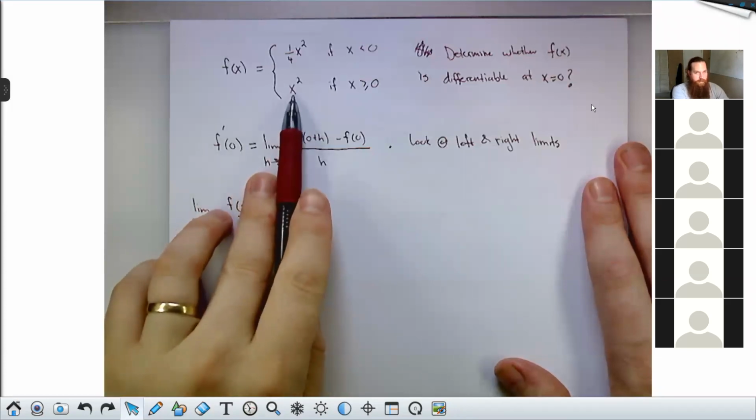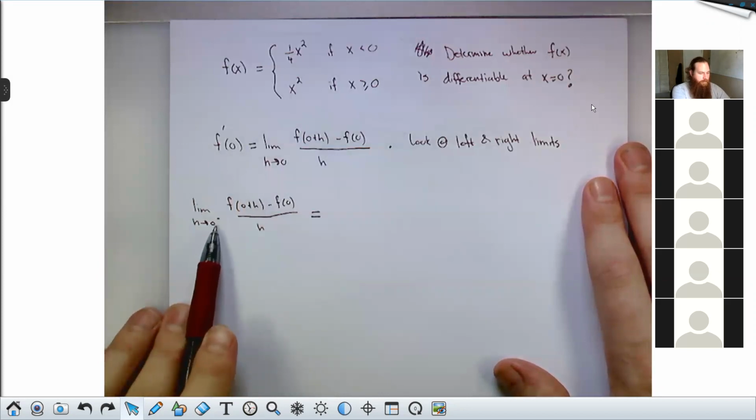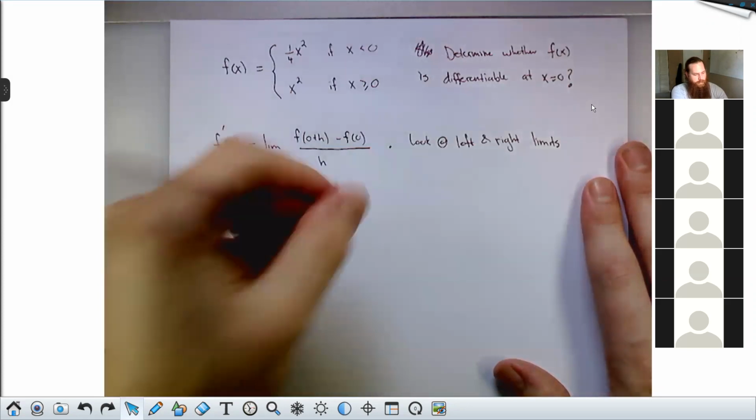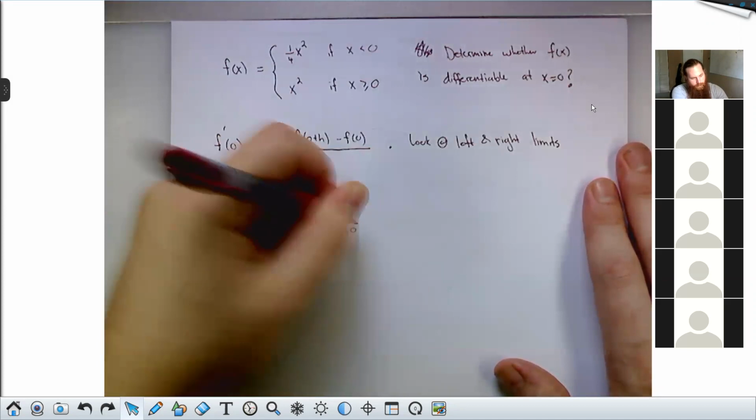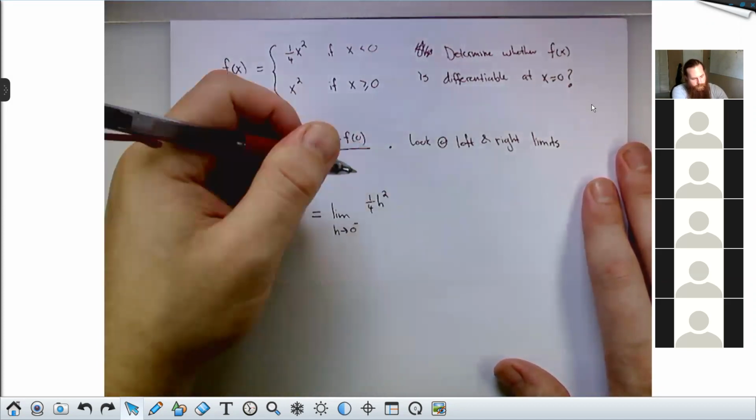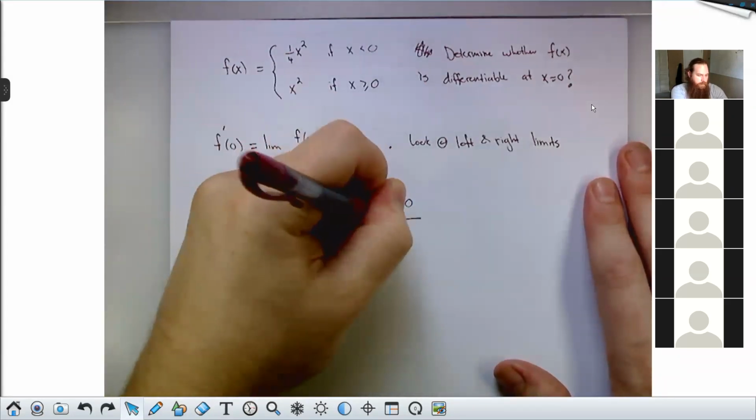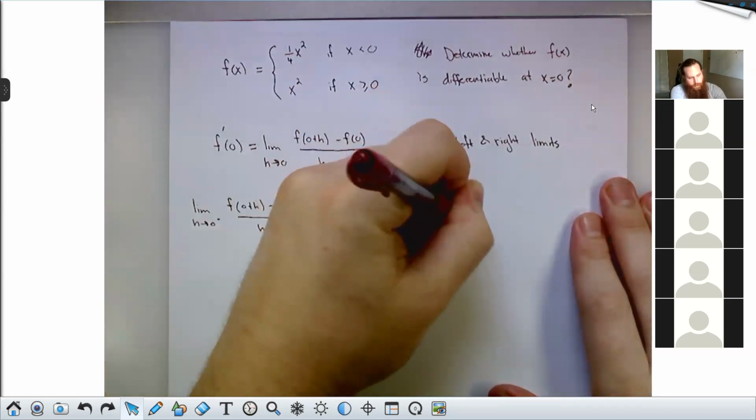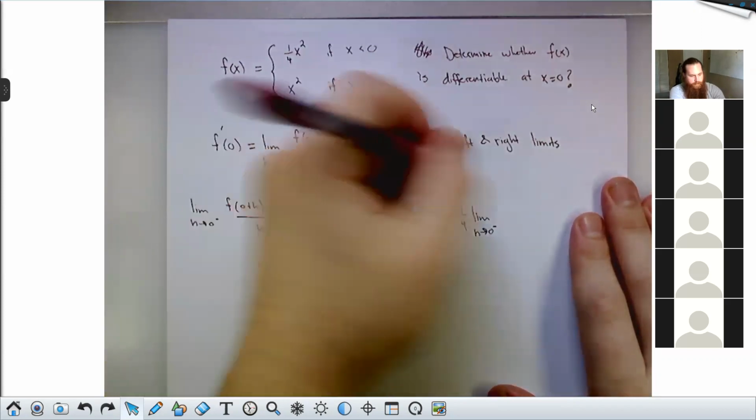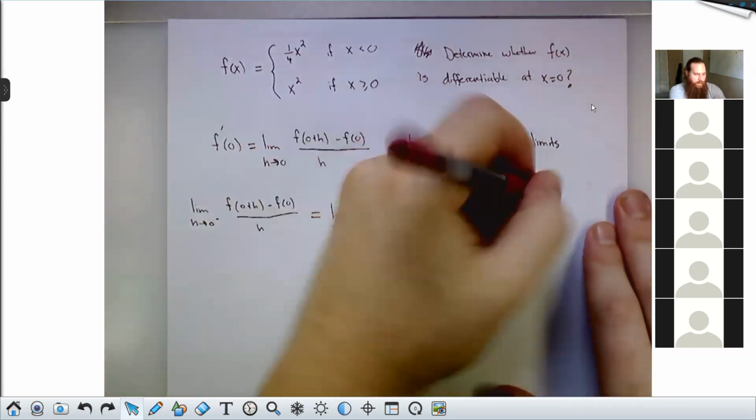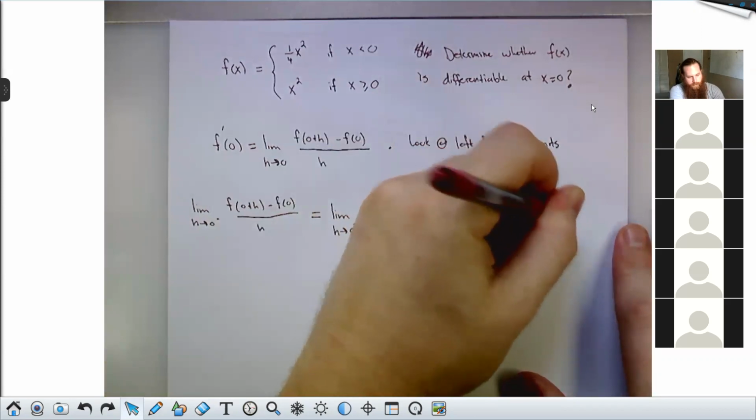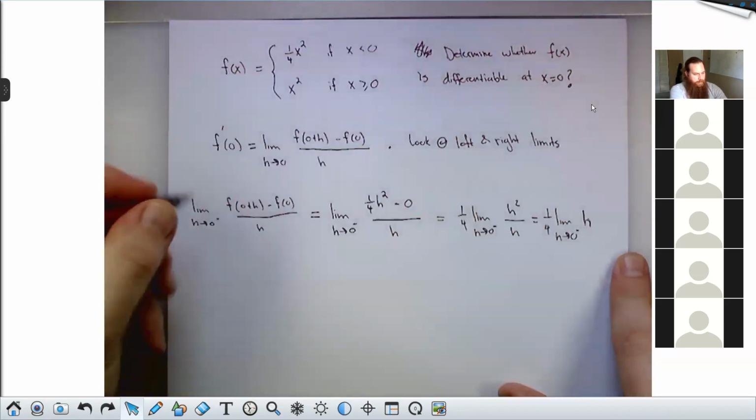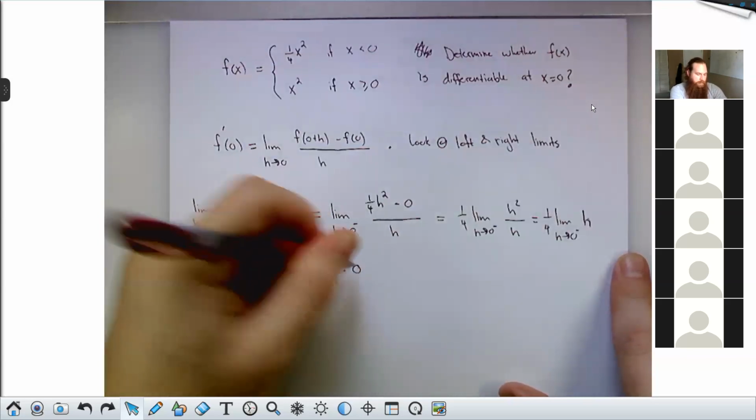f of 0 is defined by this piece. It's just 0 squared, which is 0. If I'm approaching 0 from the left, f of 0 plus h is a little bit smaller than 0, so that would mean I'm using this piece. So this is the limit as h goes to 0 from the left of 1/4 h squared minus 0 over h, which is 1/4 times the limit as h goes to 0 from the left of h squared over h. And you can cancel an h. You get 1/4 times the limit as h goes to 0 from the left of h. So this is 1/4 times 0, which is 0.